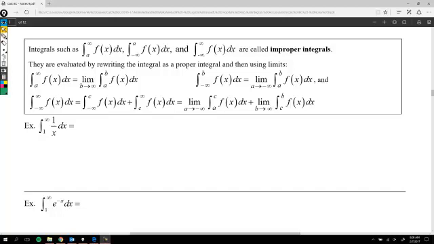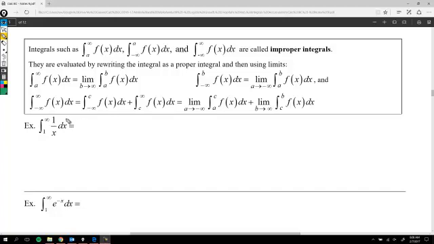Hello everyone, and today we're talking about improper integrals, which are integrals with a limit or two bounds that go to infinity. The way that we write these is we use a limit. So we rewrite our integral using a limit to infinity so that we can actually evaluate it, and a lot of times this makes it actually possible to evaluate it. So let's go through an example.